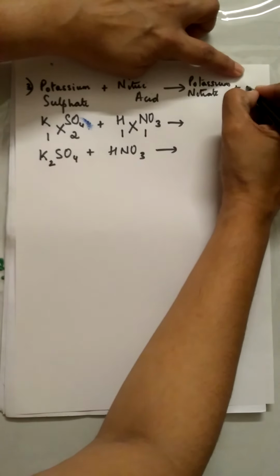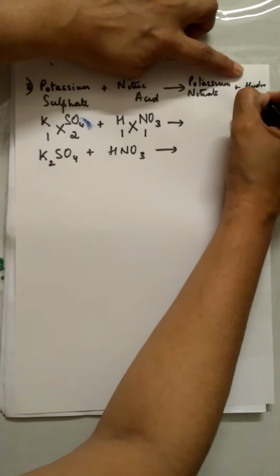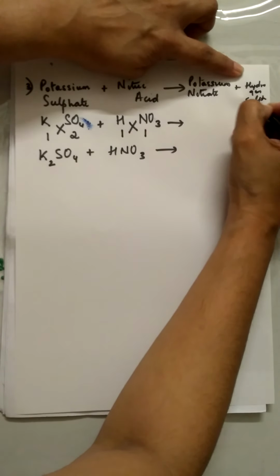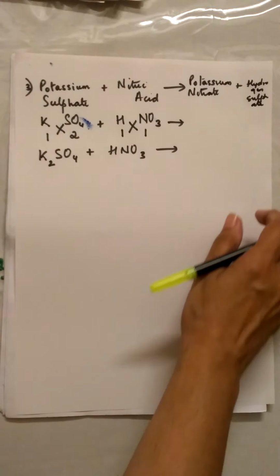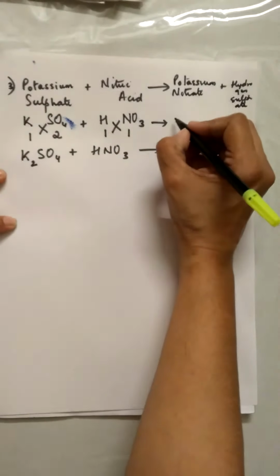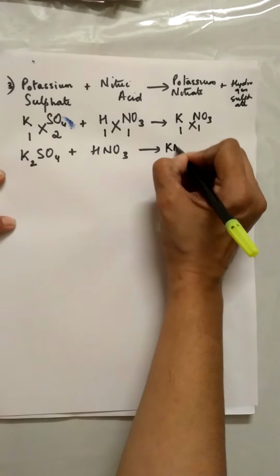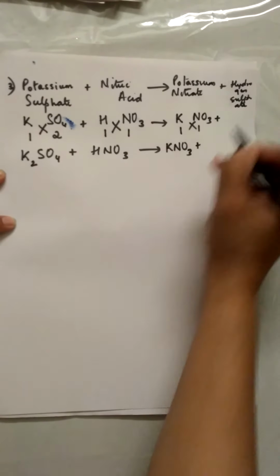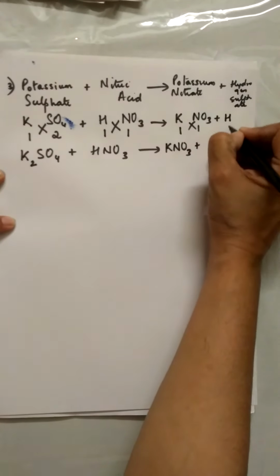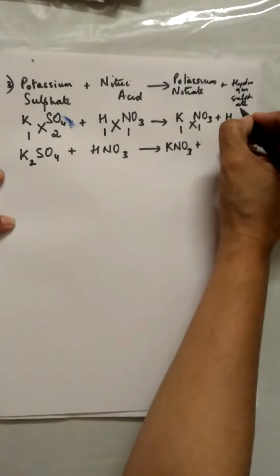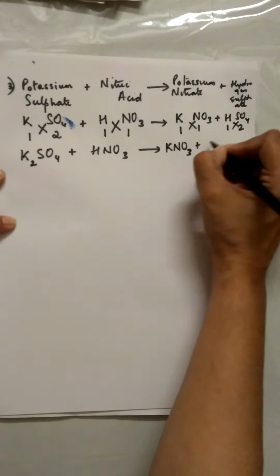And hydrogen with sulfate will give you hydrogen sulfate. Is that clear? So then we get K. Valency of potassium is 1. Nitrate is NO3. Valency is 1. So after you cross multiply, you get KNO3 plus hydrogen sulfate. Hydrogen valency is 1. Sulfate is SO4. Valency is 2. So after you cross multiply, you get H2SO4.